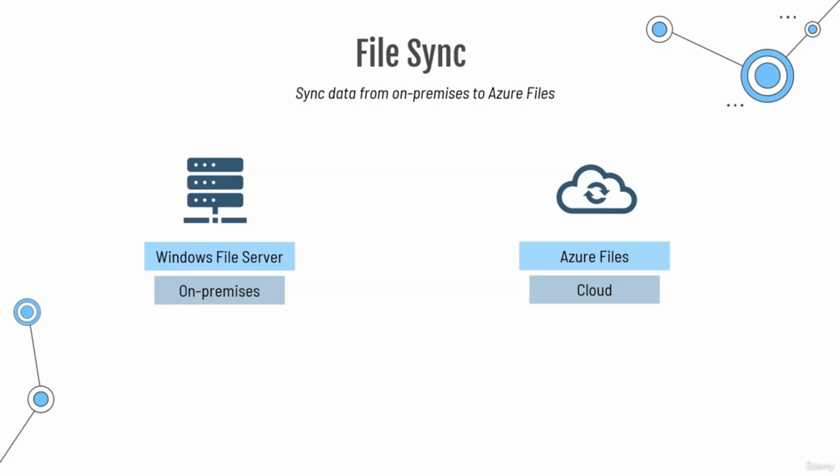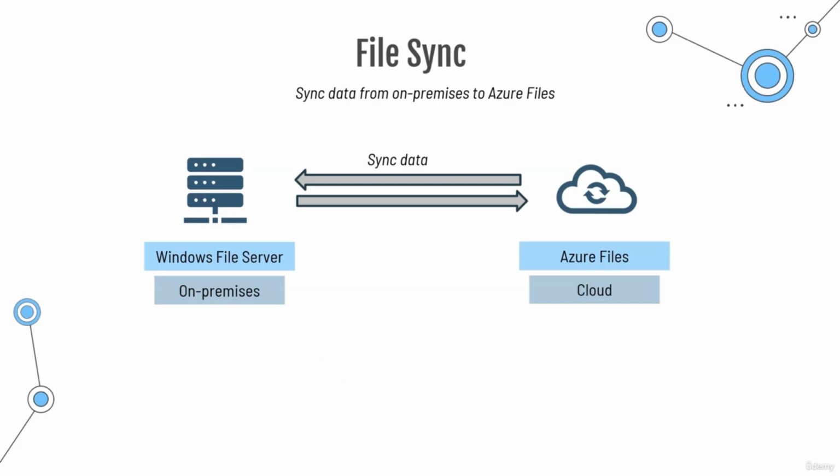And now if we have this constellation that we want to use them both together, it makes a lot of sense to sync the data between them. And for this, we use file sync to sync the data between on-premise and our Azure Files. Why would we want to do this? Why would we want to sync the data?